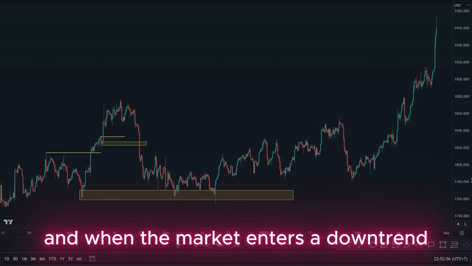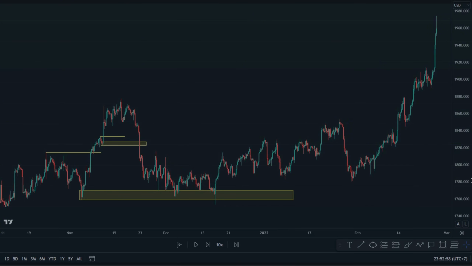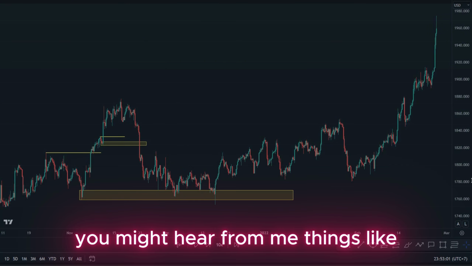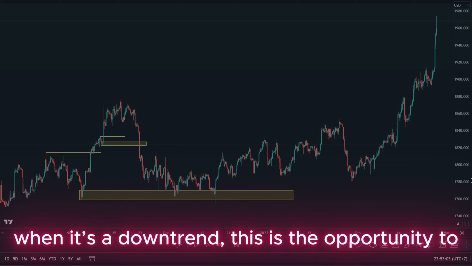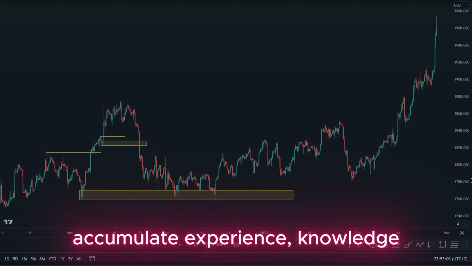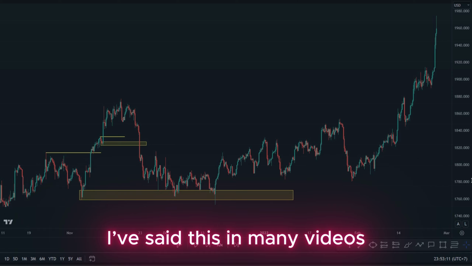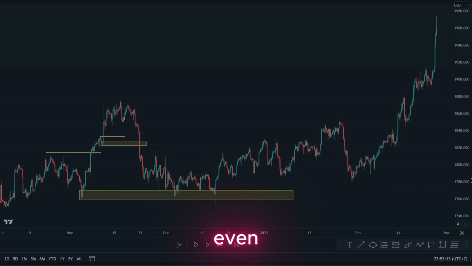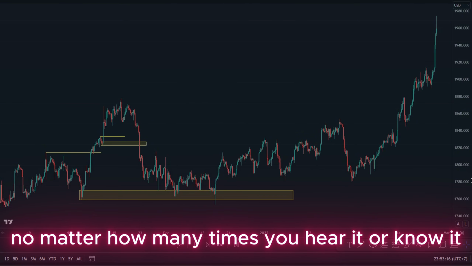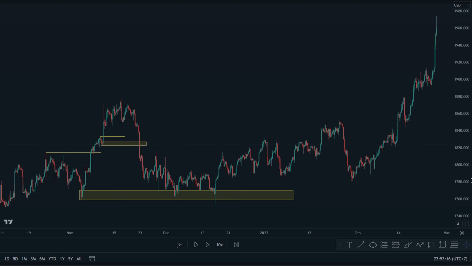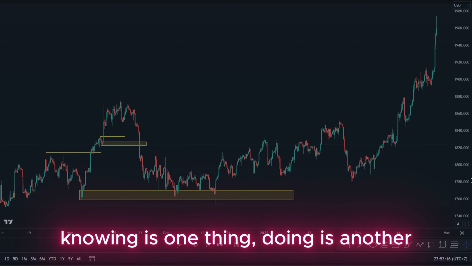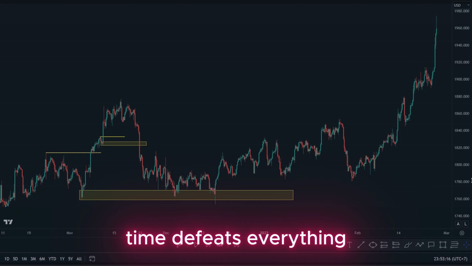And when the market enters a downtrend, you might hear from me things like, when it's a downtrend, this is the opportunity to accumulate experience, knowledge, and capital to change your position in a few years. I've said this in many videos. Even, you might hear it from others too. But honestly, no matter who says it, no matter how many times you hear it or know it, whether you can do it is another story. Knowing is one thing, doing is another. Time defeats everything.